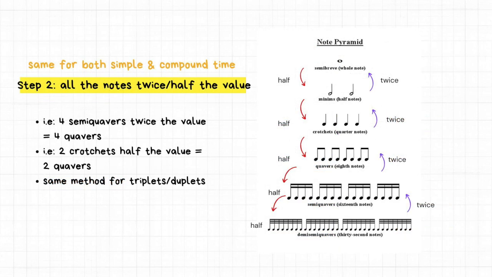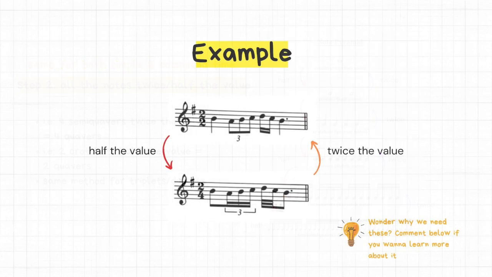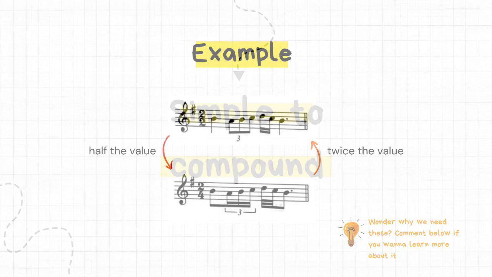Step 2, we make all the notes twice or half the value according to the question. It will be the same for both simple and compound time. For instance, 4 semiquavers after twice the value will become 4 quavers, and 2 crotchets half the value will become 2 quavers. It will be the same method for all the triplets and duplets. And here is an example for half or twice the value.